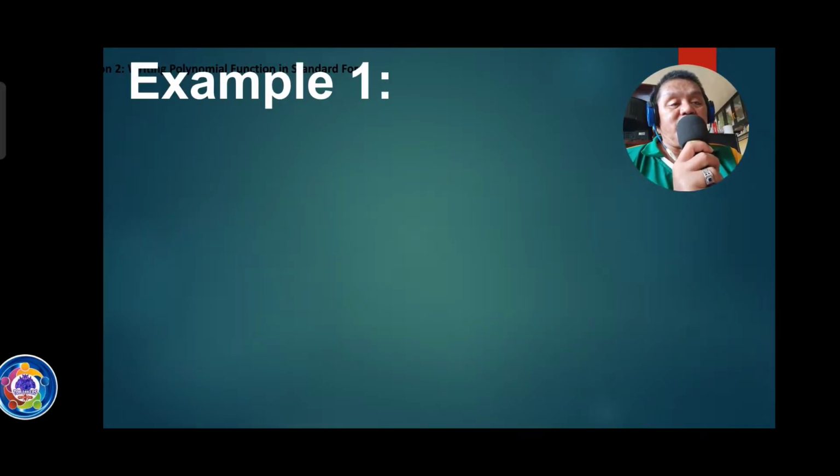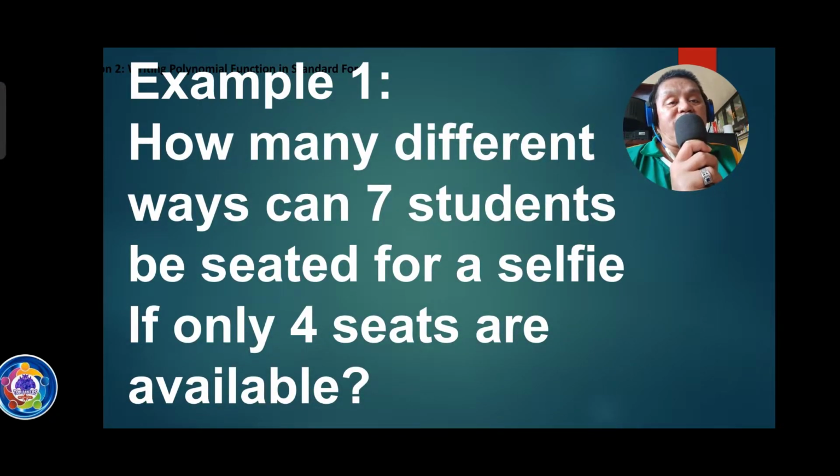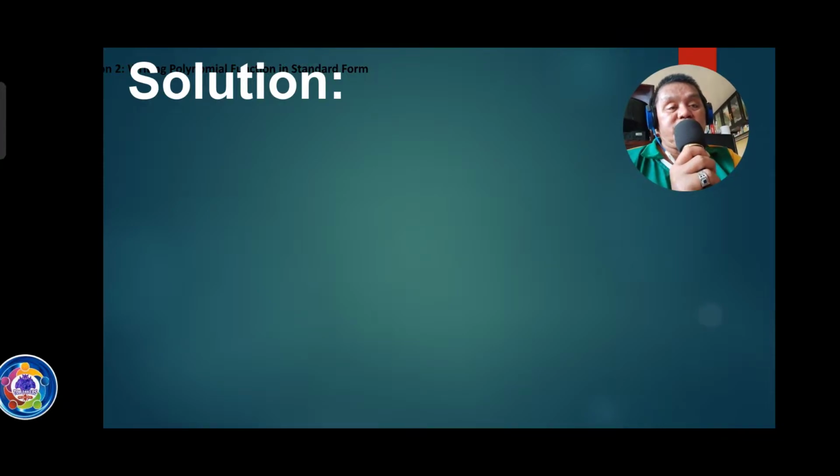I will give you an example. How many different ways can 7 students be seated for a selfie if only 4 seats are available? So there are 7 students. You want them to sit but only 4 seats are available. So how many different ways can we do this? So how many permutations? Solution.